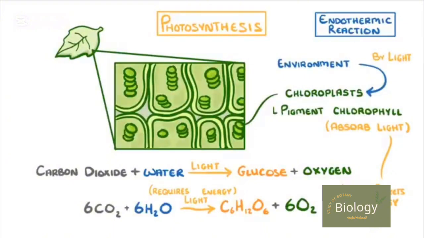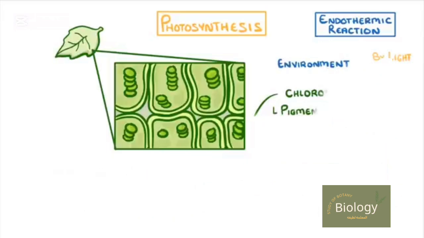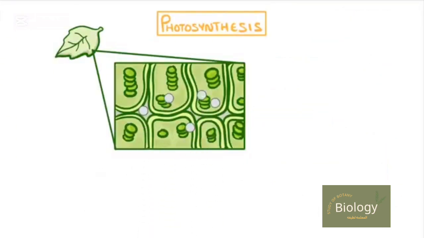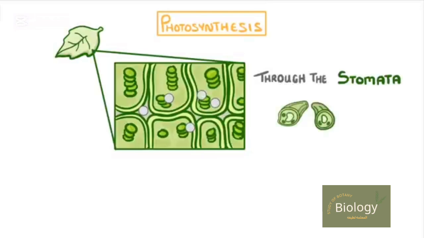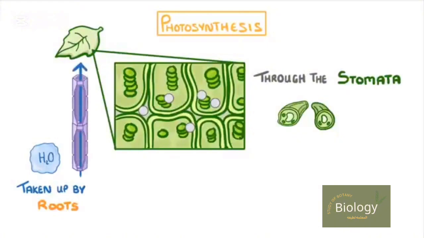We've already looked at where the plant gets these reactants from in our video on the leaf, but to quickly recap, the carbon dioxide diffuses into the leaves through the stomata, and the water is taken up from the soil by the roots, and then transported to the leaves via the xylem.